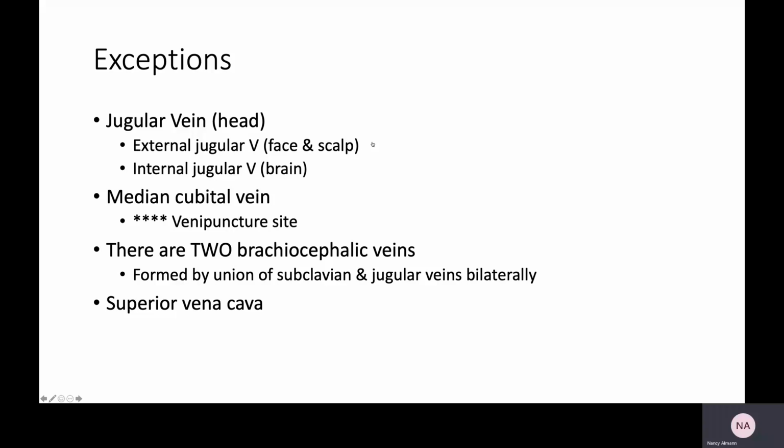The median cubital vein is also different. You don't have a median cubital artery. This guy is going to be important because you need to know this forever, not just for this class. It is a site of venipuncture.